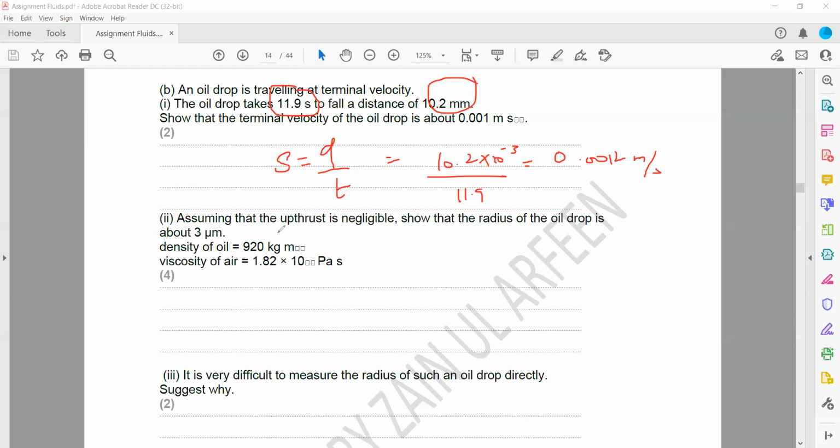Assuming that the upthrust is negligible, show that the radius of the oil drop is 3 micrometer. The density of oil is given, and the viscosity of air is a fixed value. It is 1.82 into 10 to the power minus 5.